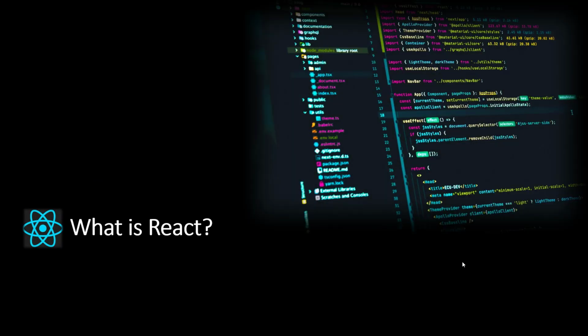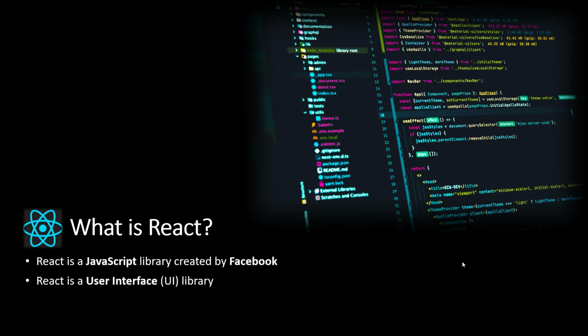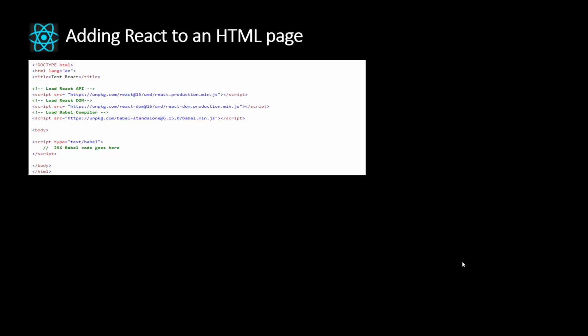What's React? React is a JavaScript library created by Facebook. React is a user interface UI library. React is a tool for building UI components. Adding React to an HTML page. This is an example of adding React to an HTML page.